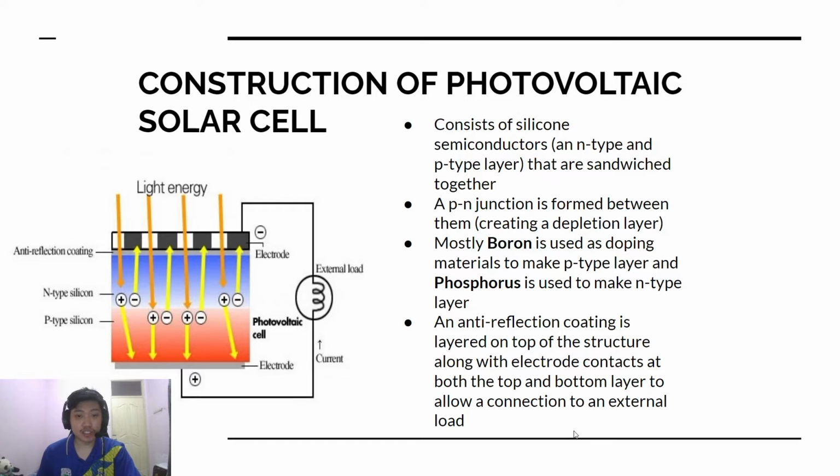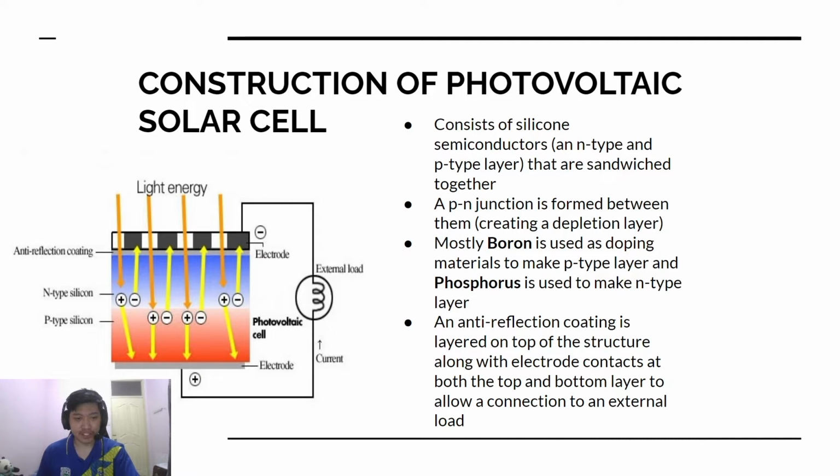Now let's start with the construction of a photovoltaic solar cell. In the solar cell, there usually consists of silicon semiconductors, both an N-type and a P-type, that are sandwiched together. When they're sandwiched like this, they create a p-n junction, and this also creates a depletion layer right in between of them. For the p-type layer, usually boron is used as doping material, while for the n-type layer, phosphorus is used instead. Now, to finish off this structure, usually an anti-reflection coating is layered on top.